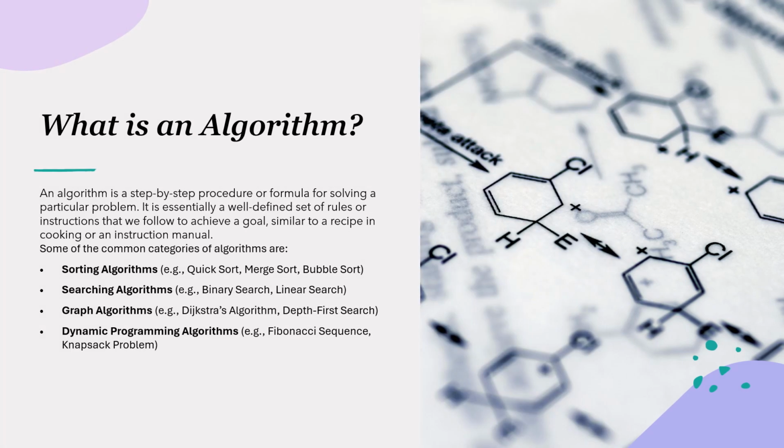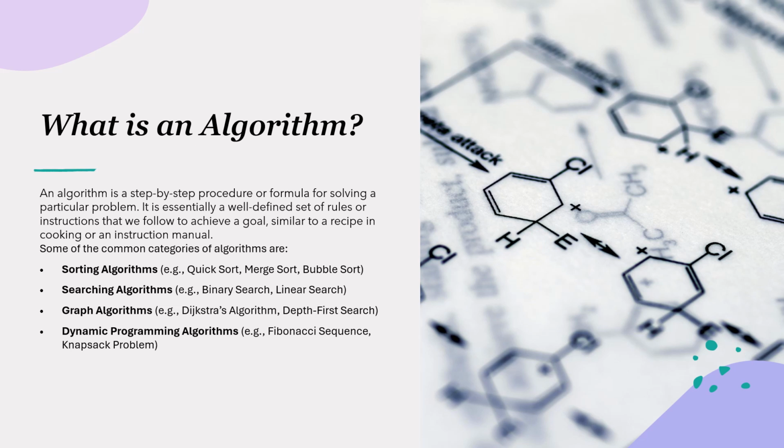What is an algorithm? An algorithm is a step-by-step procedure or formula for solving a particular problem. It is essentially a well-defined set of rules or instructions that we follow to achieve a goal, similar to a recipe in cooking or an instruction manual. In the context of computer science, algorithms work on data structures. They are designed to perform operations like searching, sorting, or modifying data. For instance, searching for a book in our library example could be thought of as an algorithm, and depending on the data structure you've chosen, this algorithm may be more or less efficient.